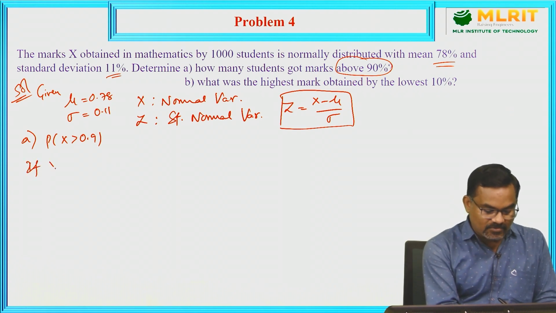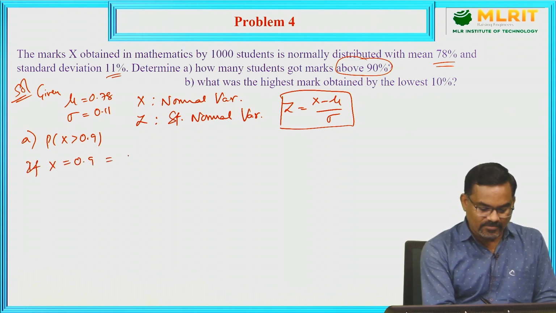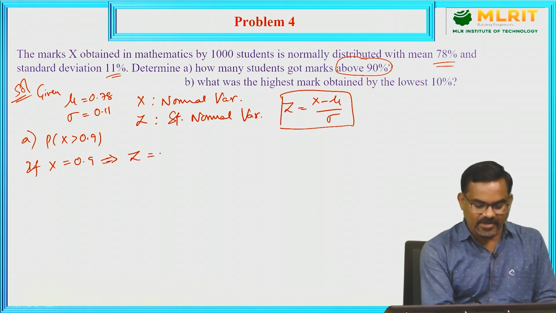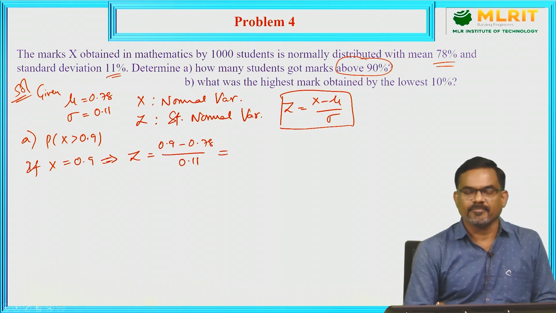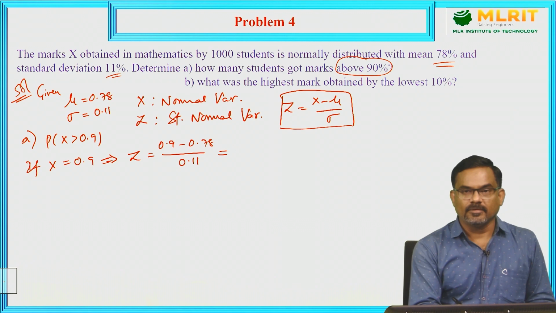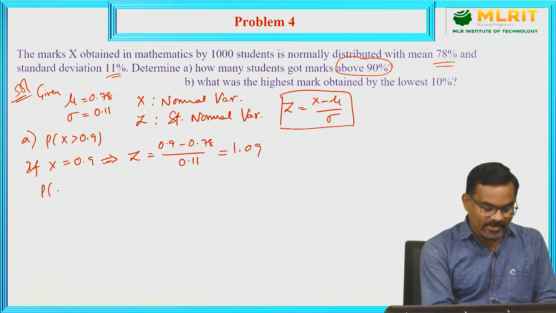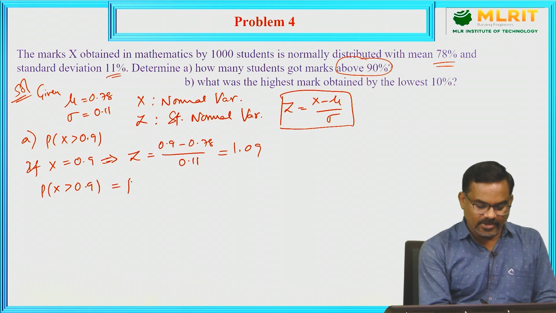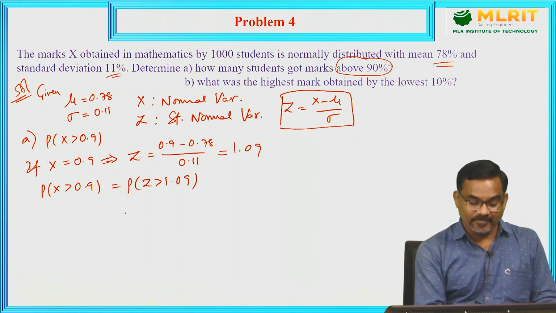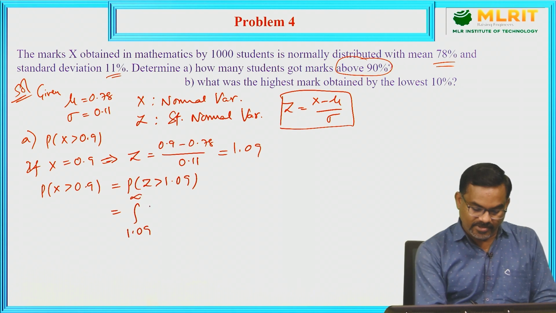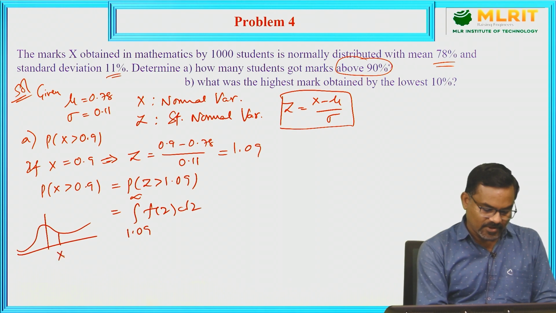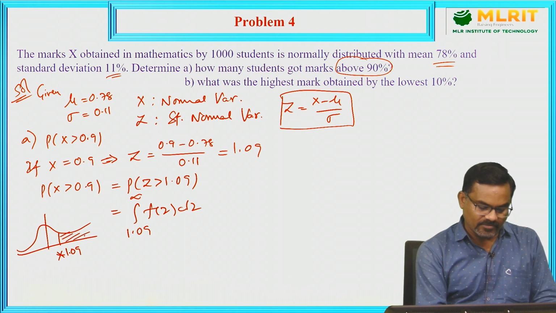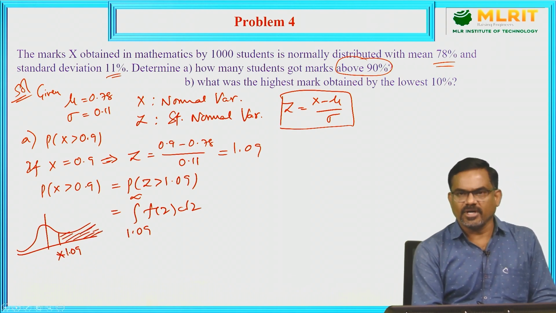If x equals 0.9, what is the value of z? 0.9 minus 0.78 by 0.11, which results as 1.09. So, to find the probability of x greater than 0.9, we need to calculate z greater than 1.09, that means the integral from 1.09 to infinity of f of z dz. If you draw this graph, this particular point is 1.09, and we need to find this region from 1.09 to infinity.